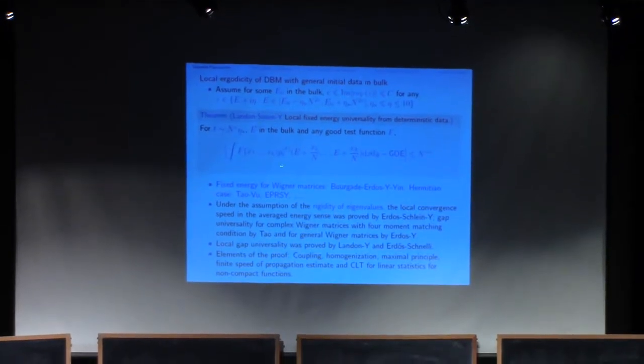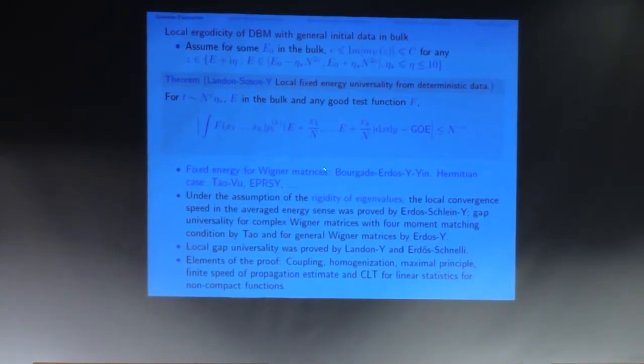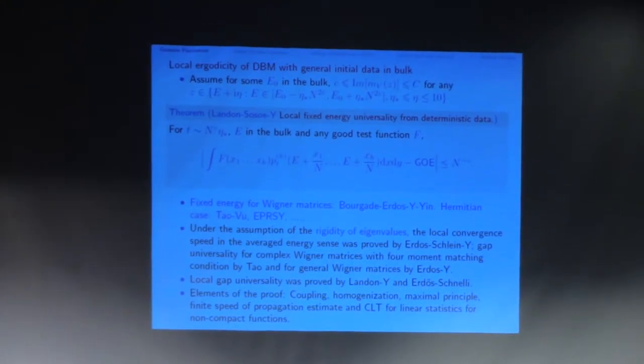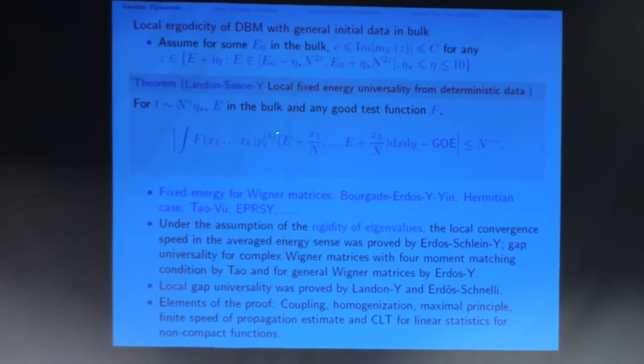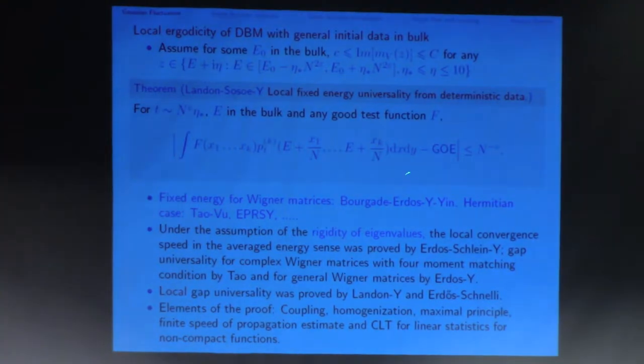if you compute the correlation functions of the eigenvalue distribution, so here I'm assuming the standard notation of the eigenvalue k-point correlation function, I call it p_t of k at time t, and then you look at one fixed energy E, and then you shift by 1 over n, times a test function, and you subtract the same quantity for the GOE, it is less than n to the minus epsilon, times some constant C.